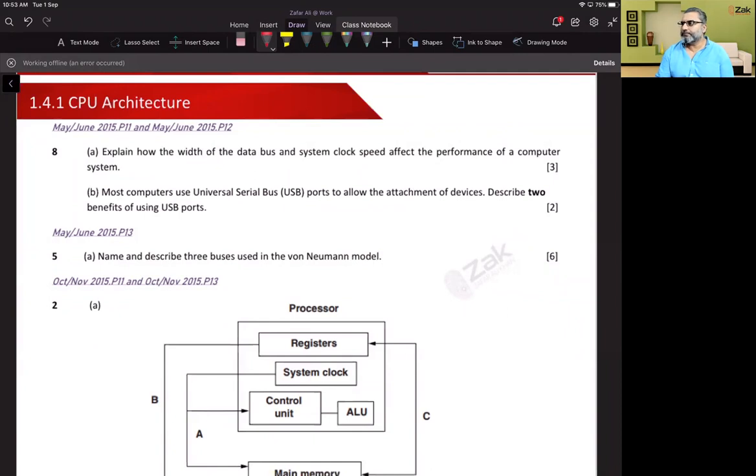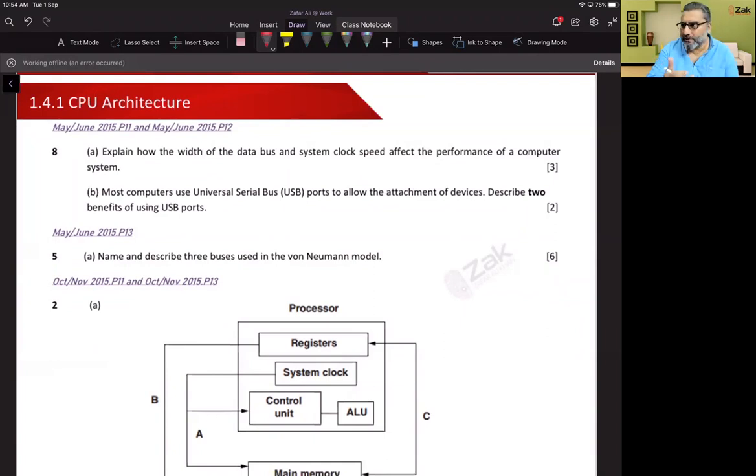May-June 2015, P11 and P12 explain how the width of the bus. I told you that width of the bus actually directly translates the amount of data which is being transferred. Higher the number of wires in the bus, better and faster the data will be transferred. Overall throughput will be improved.